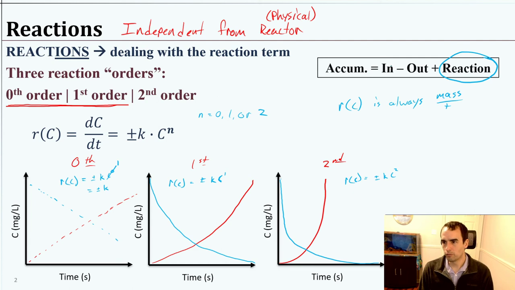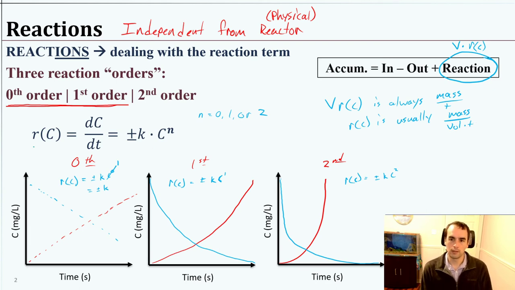And if we're in some system, we need to know how much mass is being added, coming in, how much is going out, and then this reaction has to come back to mass per time. Usually what we're going to do is say V, the volume of the reactor, times the R of C. And so R of C times volume is going to be mass per time. So that means R of C is usually, and in our case probably always, mass per volume, so that's our concentration, times time.